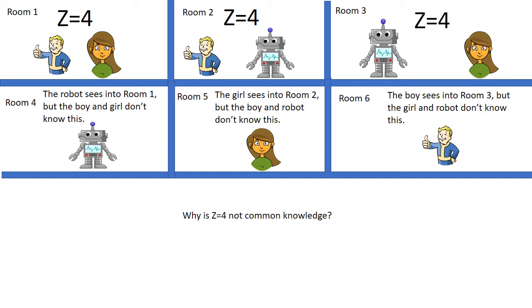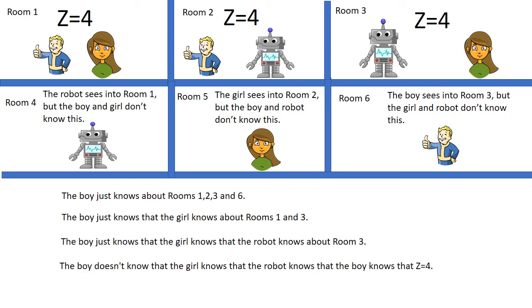And finally, the boy in room 6, he can see into room 3, but the people in room 3, they're not certain if they're being watched. So basically, you can see the room above you, but the people above, they don't know that they're being monitored from below. So I'm not going to lie to you, z equals 4, definitely not common knowledge. Try to figure out why not. What's going on to make z equals 4 not common knowledge?